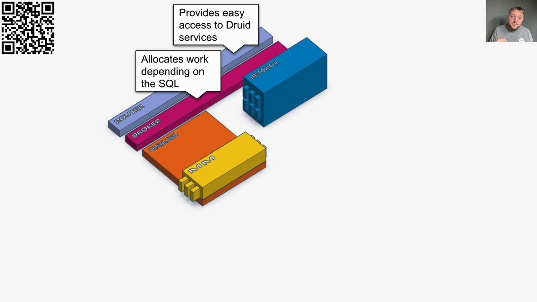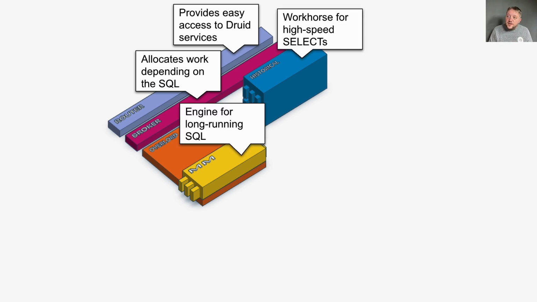Let's move down a layer to the broker. So the broker is like the gopher for all SQL. It decides where the SQL should be executed. So if you take a SQL insert statement, that goes down one route to the overlord, and that manages and controls the job of pulling in the data into the database. But if you take like a SQL select statement that you want to run really, really quickly, then that work actually is fanned out through the historicals route at the top there.